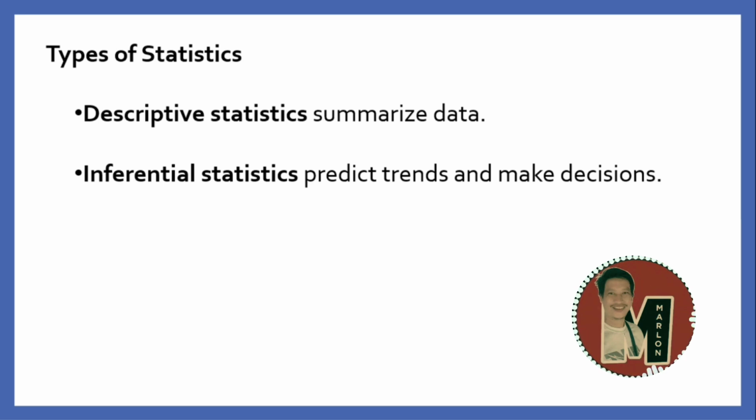Inferential statistics use sample data to make generalizations or predictions about a larger population. For example, using 100 voters to predict the outcome of an election based on their preferences.